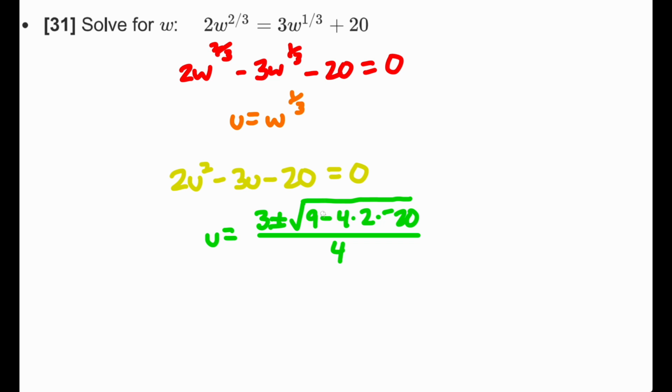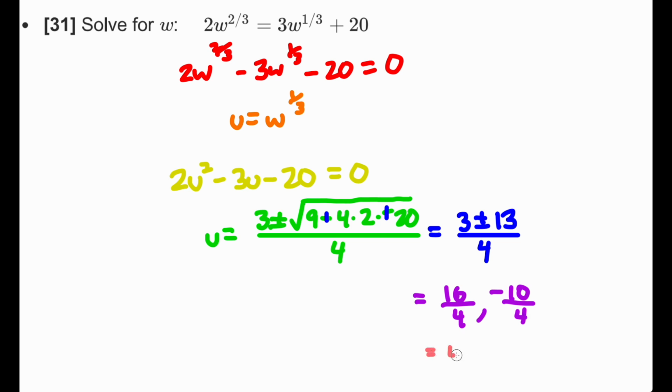Okay, from here, the negative negative is going to be a positive, and you're going to have the square root of 169, which is just going to be 13. So it's going to be 3 plus or minus 13, because it's the square root of 169, divided by 4. So that's going to lead us to getting answers of 16 over 4 and negative 10 over 4. So the answers are going to be 4 and negative 5 over 2 for your u.